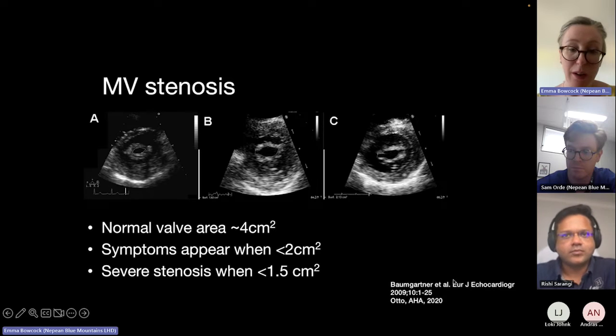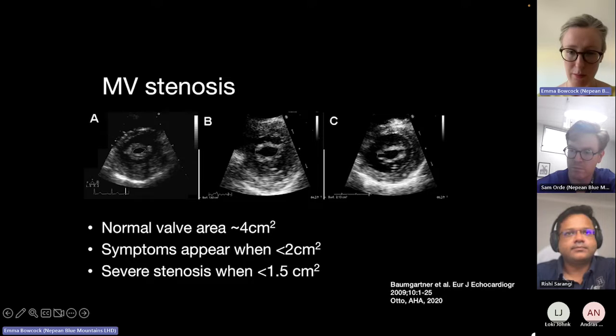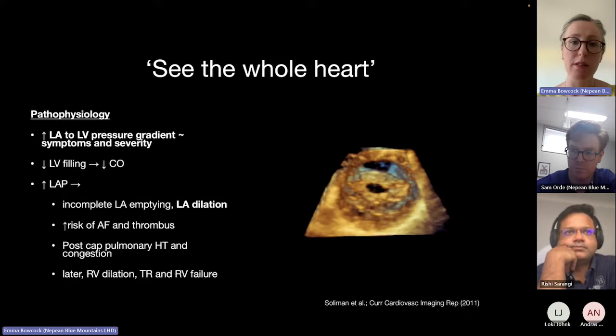So the normal valve area for the mitral valve is around 4 centimeters squared, and generally patients tend to get symptoms when this falls below 2 centimeters squared. The severe stenosis cutoff used to be 1 centimeter squared, but in the most recent update by Otto in the American Heart Association guidelines from 2020, essentially a valve area of less than 1.5 can be consistent with severe mitral valve stenosis.